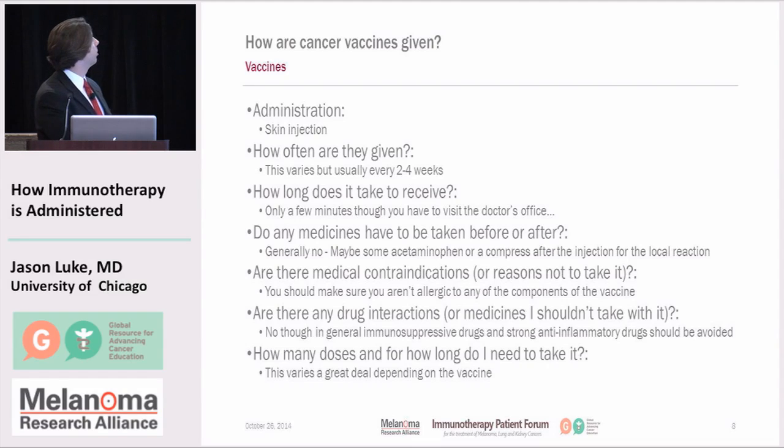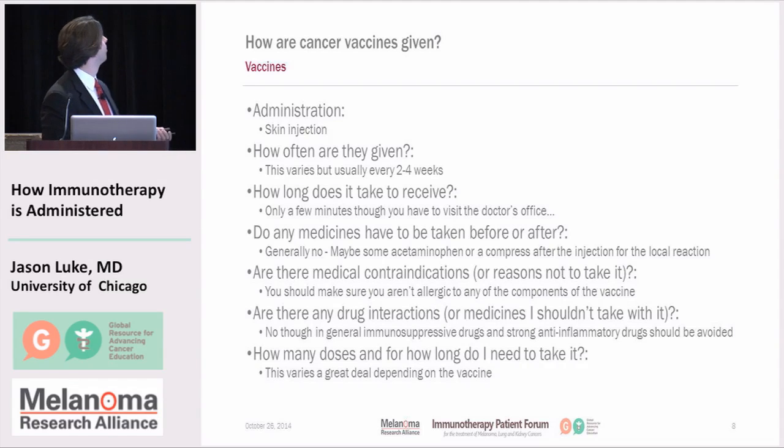And are there any drug interactions or medicines you shouldn't take along with it? Again, in general, no, but we're trying to mount an immune response. So if you're on heavy doses of drugs that suppress the immune system, that doesn't really make sense, so you wouldn't really want to be taking those. And how many doses would you take, and how long do you need to take it? This varies quite a bit, and in different settings you may take it open-ended, but in a lot of cases you may take a certain number of doses before they attempt to see whether or not it's working.